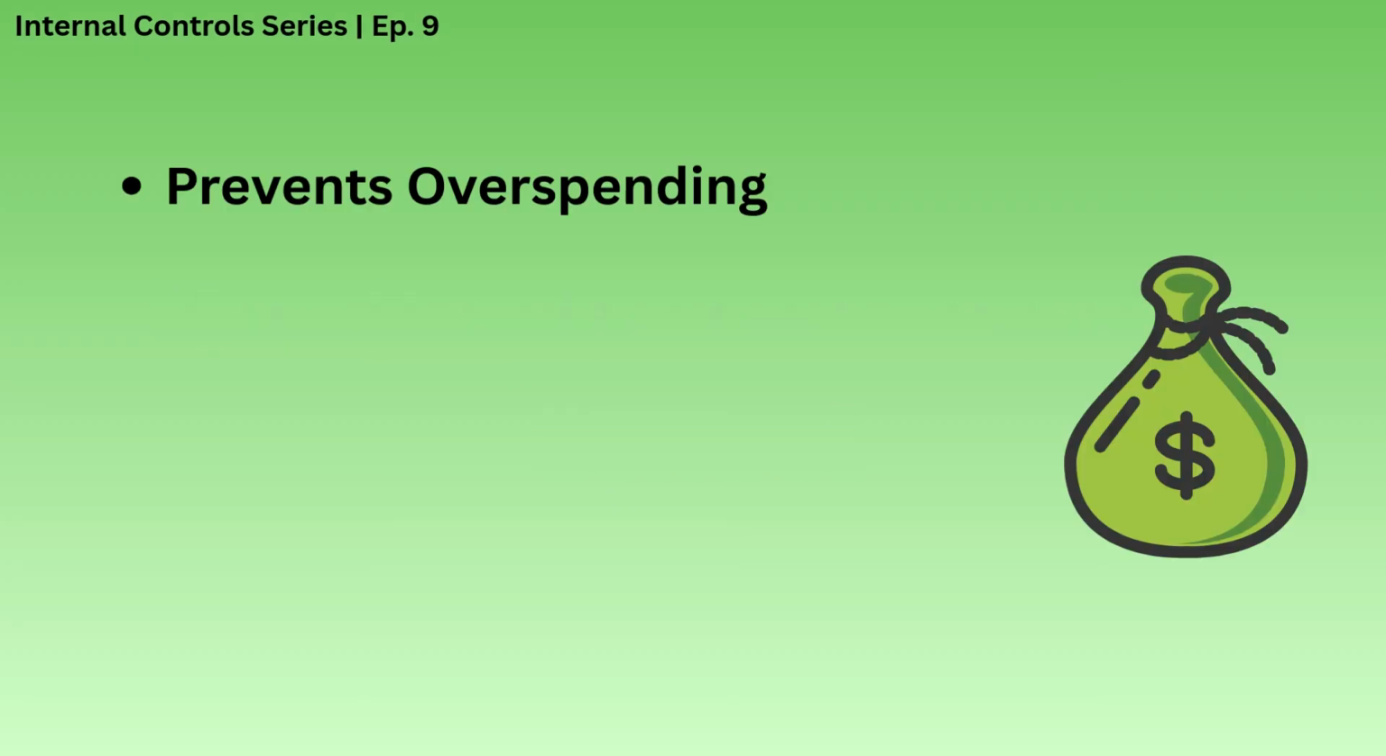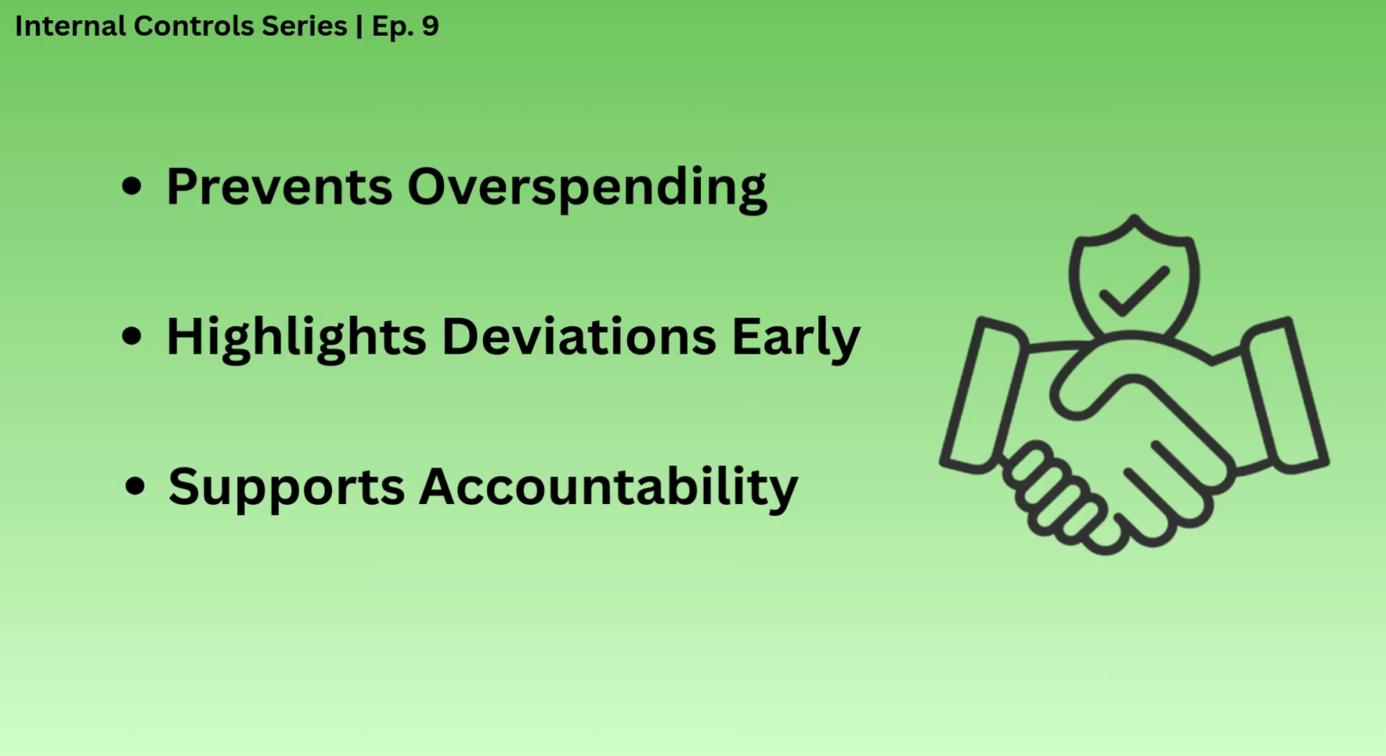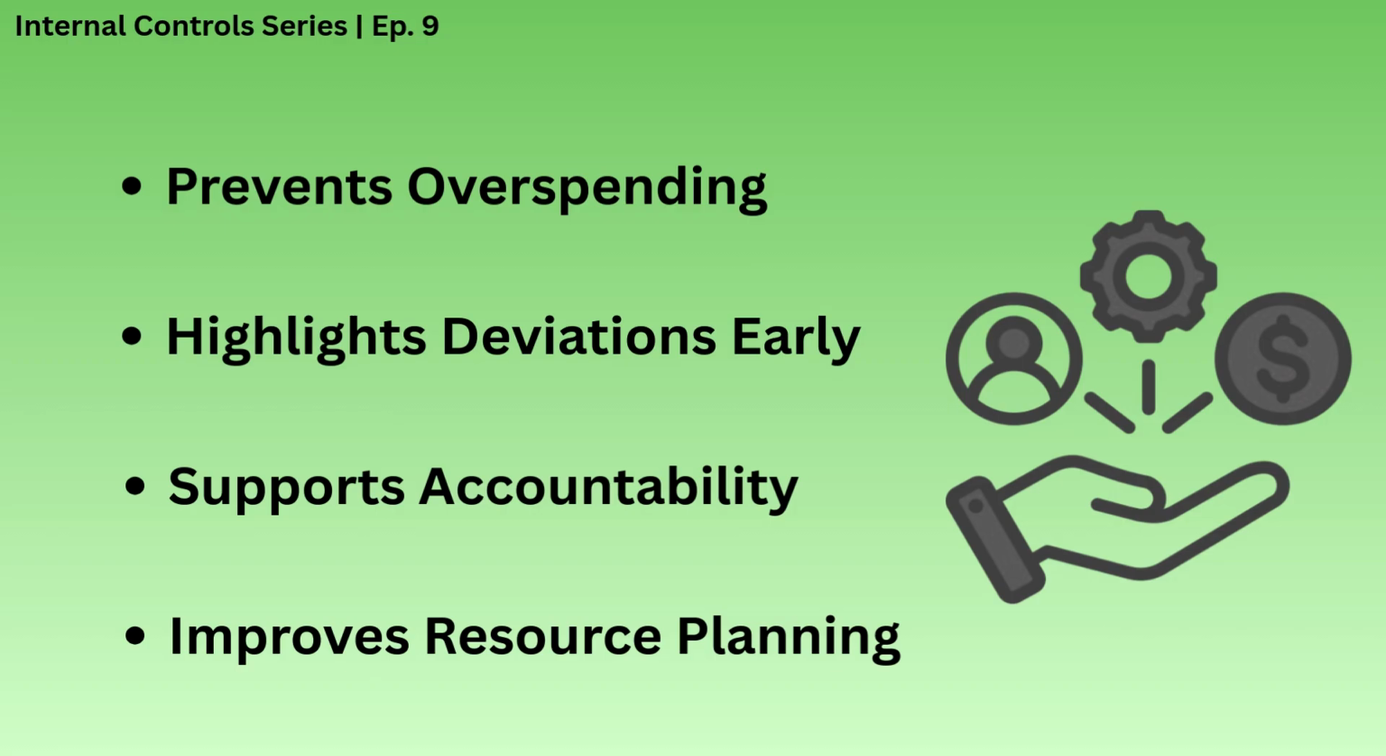It prevents overspending as budgets set clear spending limits and guide decision making. It highlights deviation early as variance reports show issues before they become any major financial problem. It supports accountability as team knows how much is allocated and are expected to stay within limits. It improves resource planning as it ensures funds are used in a planned and controlled manner.